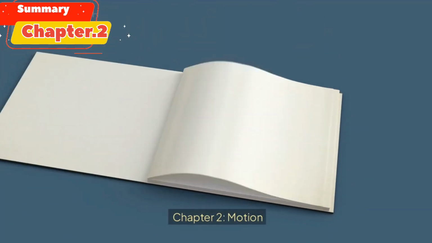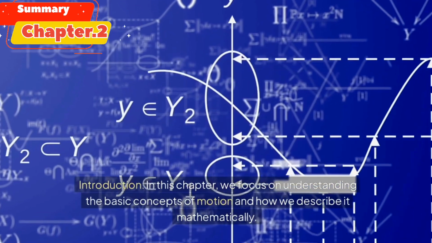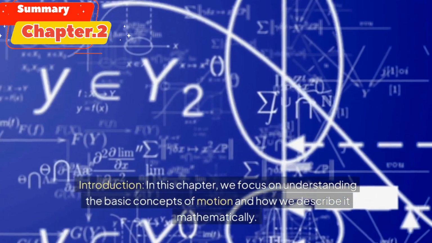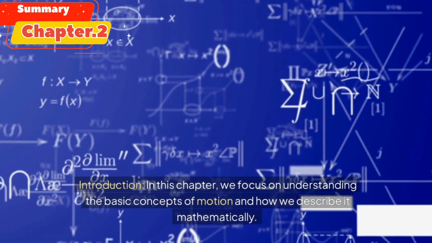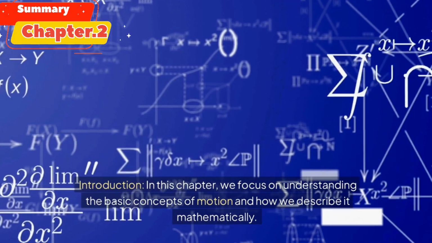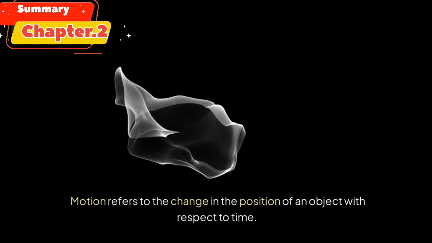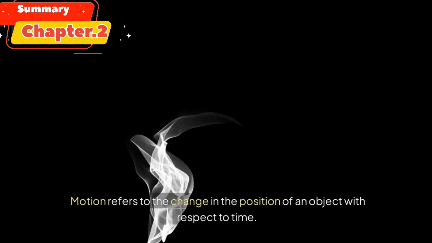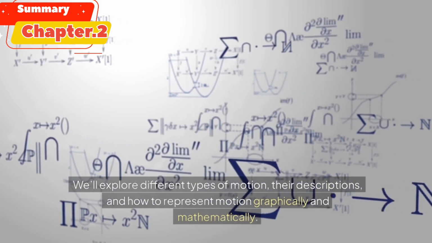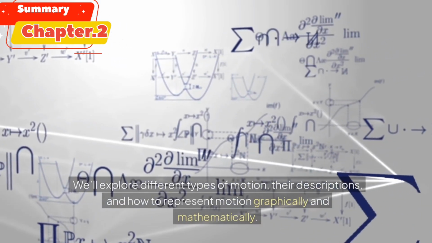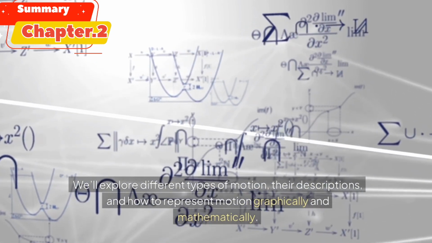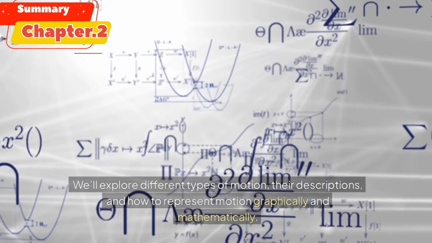Chapter 2, Motion Introduction. In this chapter, we focus on understanding the basic concepts of motion and how we describe it mathematically. Motion refers to the change in the position of an object with respect to time. We'll explore different types of motion, their descriptions, and how to represent motion graphically and mathematically.